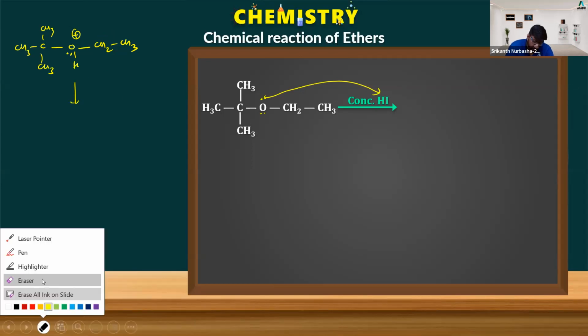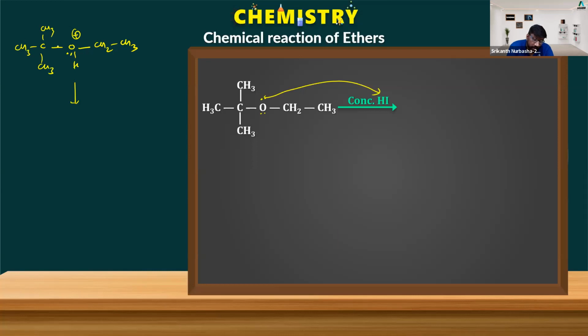So I am going to cleave the C-O bond in the SN1 manner. You generate a carbocation, CH3, C plus, CH3, CH3, and along with that you generate CH3CH2OH. Now this tertiary carbocation is attacked by the halide ion, X minus. You generate what? Tertiary alkyl halide, CH3, C, CH3, CH3, X. X is iodine here, so it is the tertiary iodide.